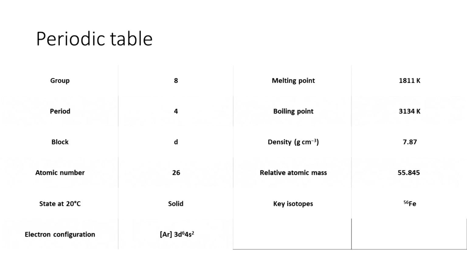Iron is found in group 8, period 4 of the periodic table in the d block. Its atomic number or proton number is 26. It is solid at room temperature with an electronic configuration of argon plus 4s2 and 3d6. Its melting point and boiling point are very high, and it is fairly dense. Its relative atomic mass is 55.845, and its key isotope is iron-56.